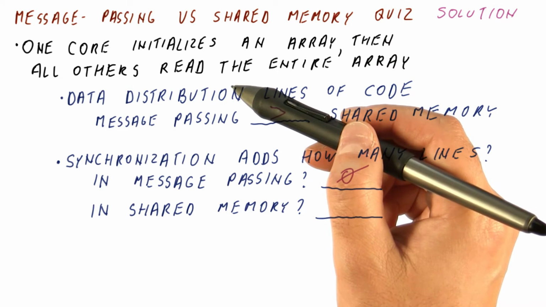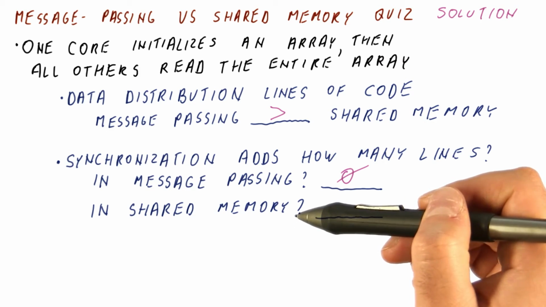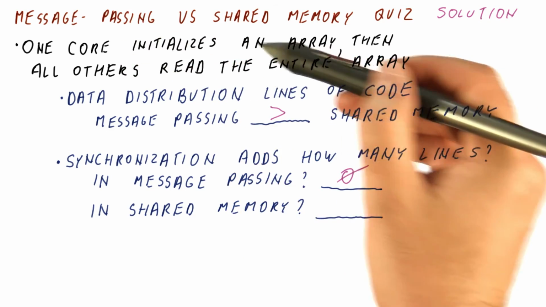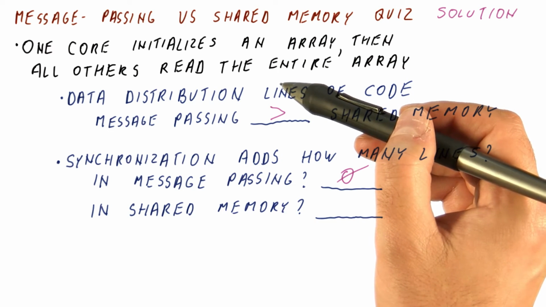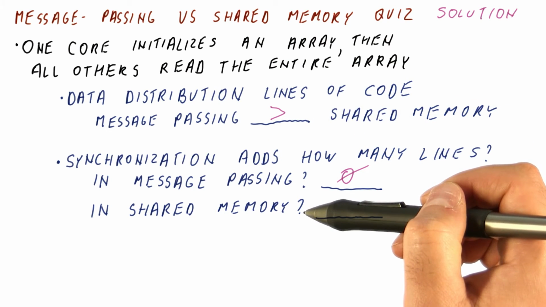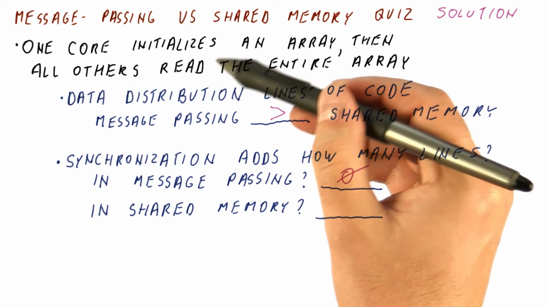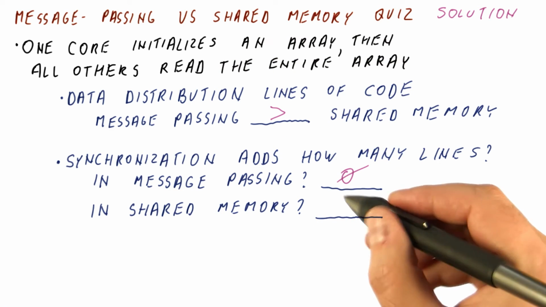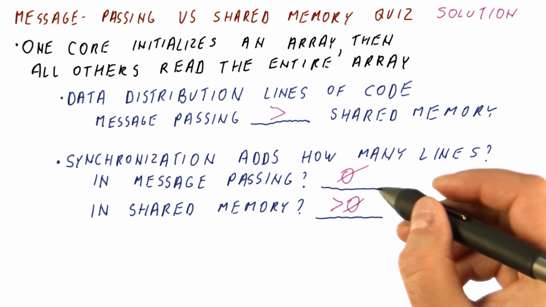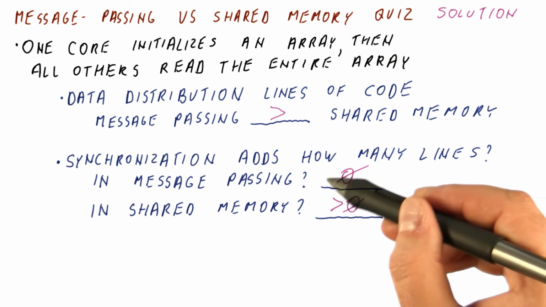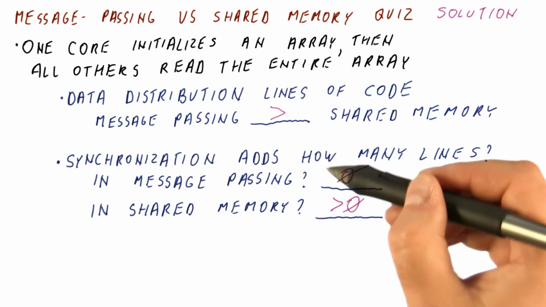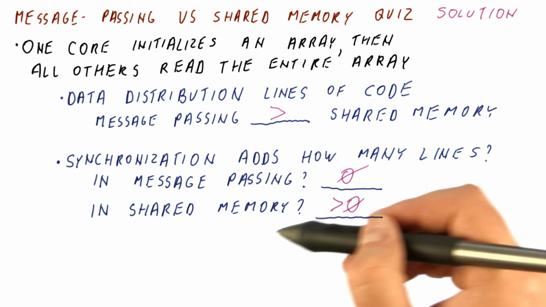happens after the initialization. In shared memory, however, while the initialization is happening, the other threads could just begin reading it. So we need to add some explicit synchronization now to make sure that the readers wait while the initialization is happening. So we here have more than 0 lines of code. In this case, the message passing code is simpler as far as synchronization is concerned than the shared memory code.